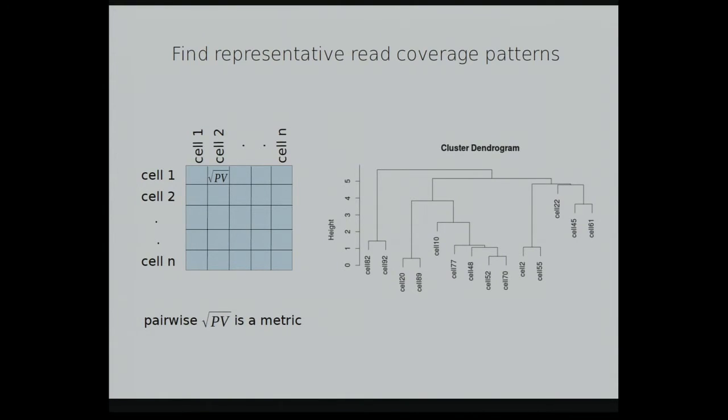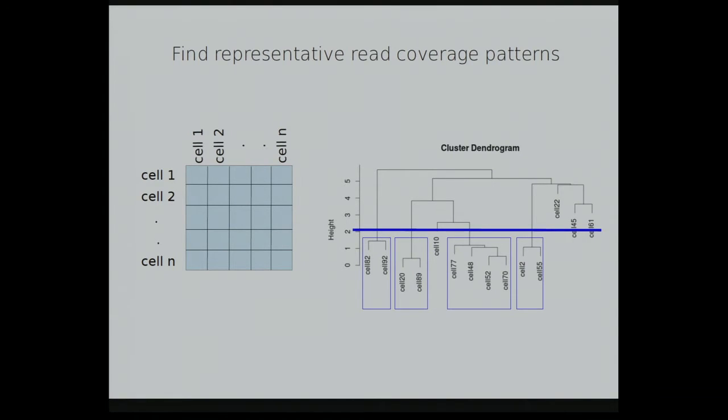When we do this, we can easily use the square root of PV score. And again, here it shows the advantage of using this quantification: the square root of pairwise PV is a metric, and we can perform hierarchical clustering on the matrix of square root PV scores. So for this one gene, we first get a PV score matrix, and then we perform hierarchical clustering, and we get a cluster dendrogram. Now we find the optimal height to cut this dendrogram, and then we get groups of cells. Each group corresponds to one read-covered pattern for this gene.